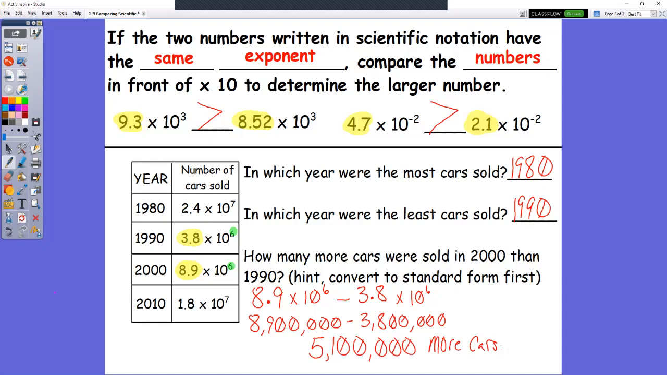And for this question, you probably want to leave it in standard form because they're talking about the number of cars that were sold. So you're not really going to put the number of cars sold in scientific notation to answer a question.